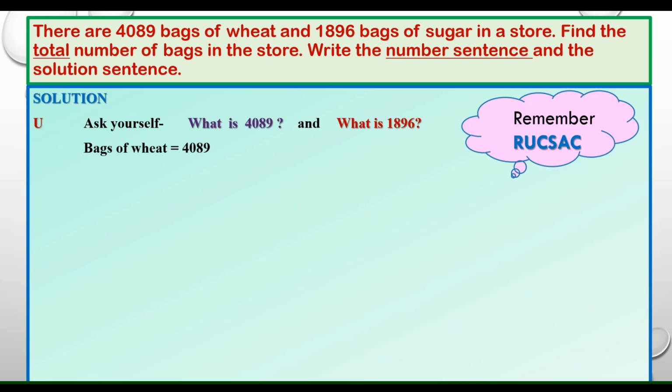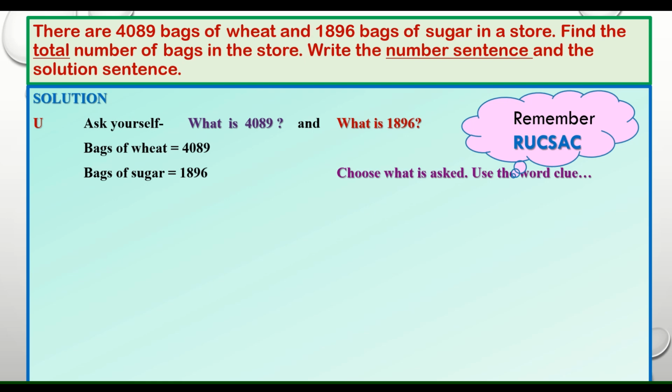Now the next number, 1,896. What is it? Again you'll get the answer, bags of sugar. So the next statement becomes bags of sugar is equal to 1,896. Now remember RUCSAC. So two steps we have solved. First was reading, second is understanding. Now to choose the operation.